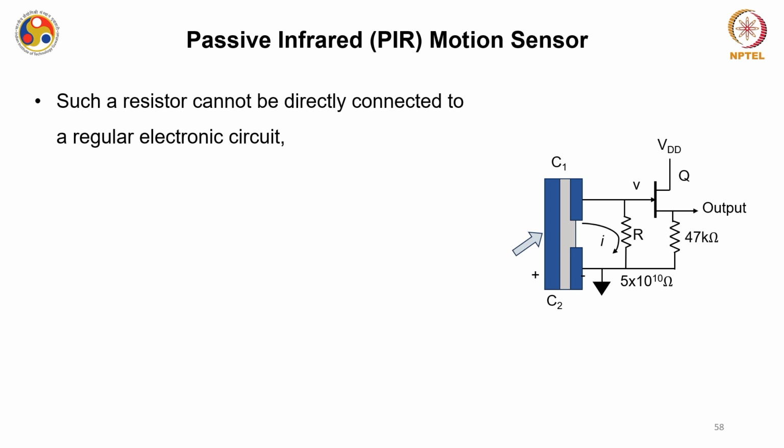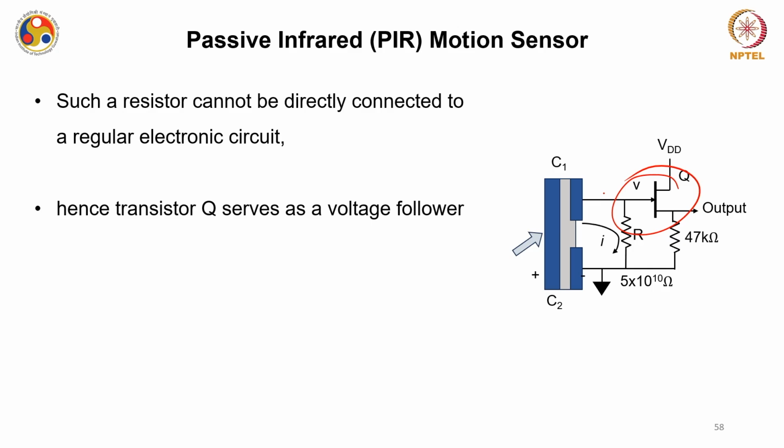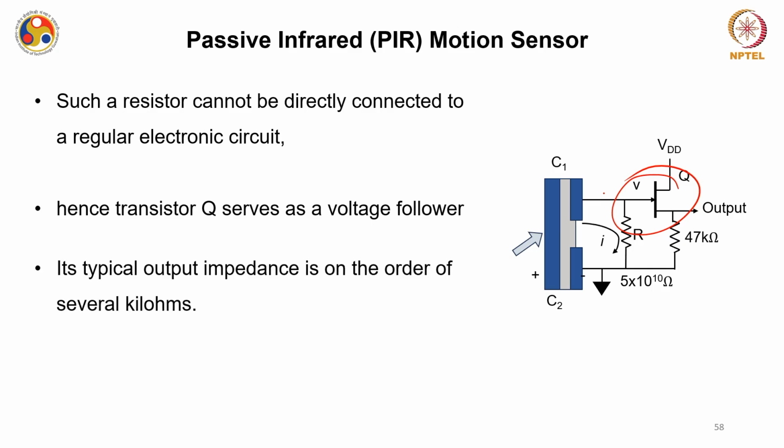Such a resistor cannot be directly connected to a regular electronic circuit, right. So this transistor serves as a voltage follower, and its typical output impedance is of the order of a few kilo ohm. And that's how this electronic circuit, along with the thermal radiation detector, the pyroelectric detector, works.